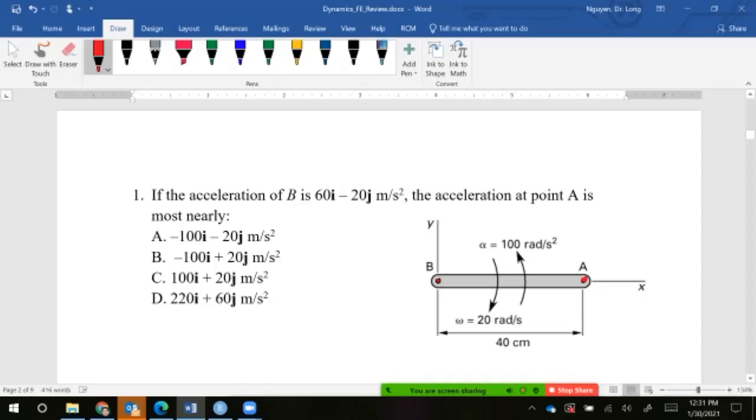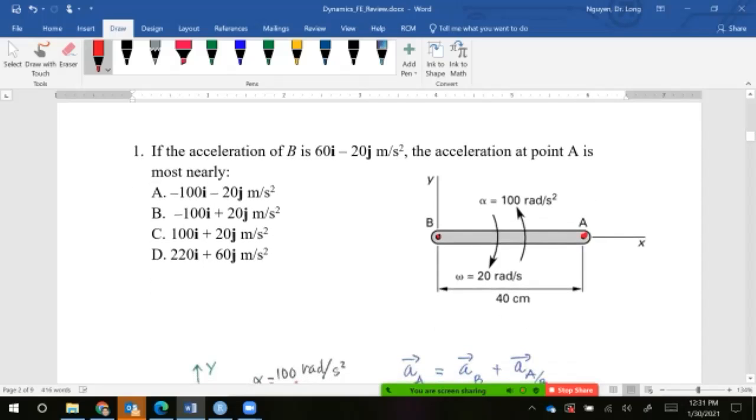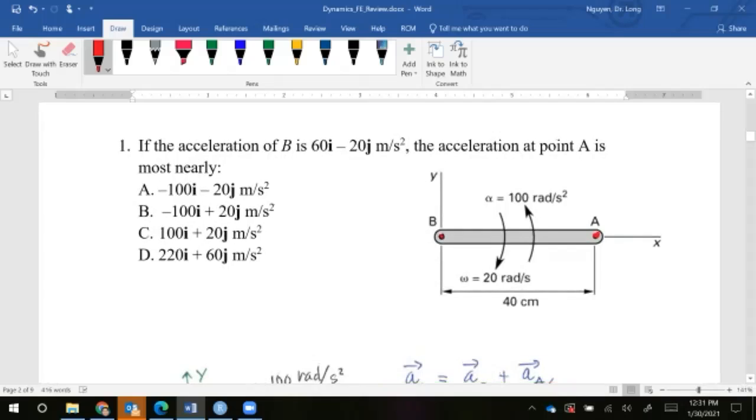So that should be the process. In this example, which is typical for the FE, a simple problem, we have two points A and B on the same body, so we only focus on that body. They also give us alpha, the angular acceleration, and omega, the angular velocity. Alpha is 100 radians per second squared, and omega is 20 radians per second, and they give us the geometry from B to A. As you can see, i is the unit vector along the x.